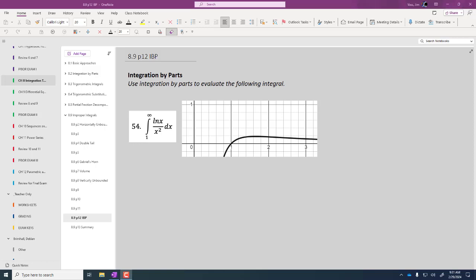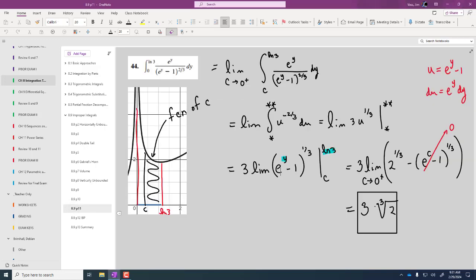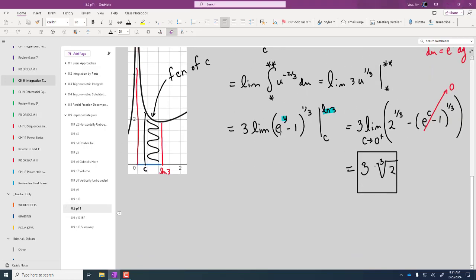Of improper integration. So let's go through these at a reasonable pace to hopefully clear up any questions that are lingering in your mind about improper integration. Let me just double check. We did finish that one, yeah.